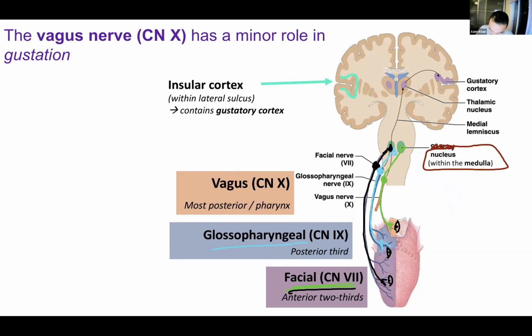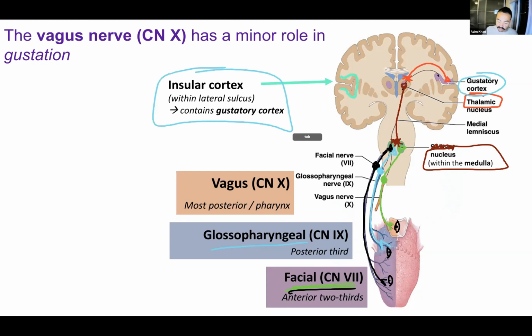From here, we activate another neuron, and this is going to be multipolar because now we're in the central nervous system. This leads to the thalamus, a nucleus within the thalamus. And then from the thalamus, we have one more neuron that leads to the gustatory cortex. If you recall, the gustatory cortex is found within that insular cortex. Insular cortex is that hidden cortex within the lateral sulcus.